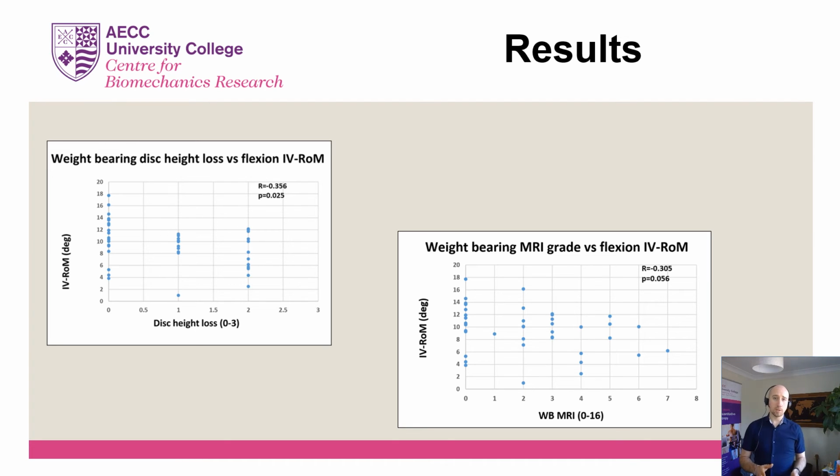Both of these correlations, however, were negative, suggesting that if anything, reduced and not increased intervertebral range of motion accompanies early to moderate disc degeneration.